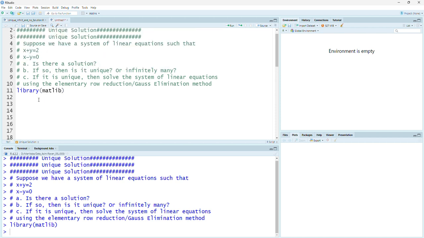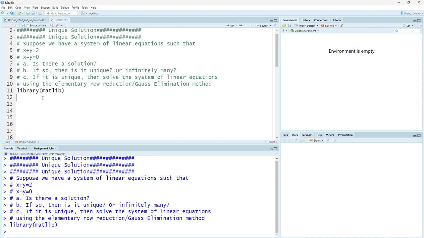Suppose we have a system of linear equations such that x plus y is equal to 2 and x minus y is equal to 0. The first question is, is there a solution? Second, if so, is it unique or are there infinitely many solutions? And the third is, if it is unique, then solve the system of linear equations using elementary row reduction or the Gauss elimination method.